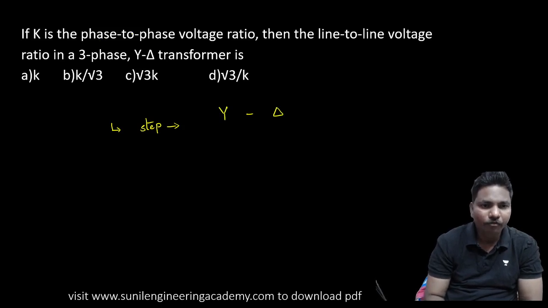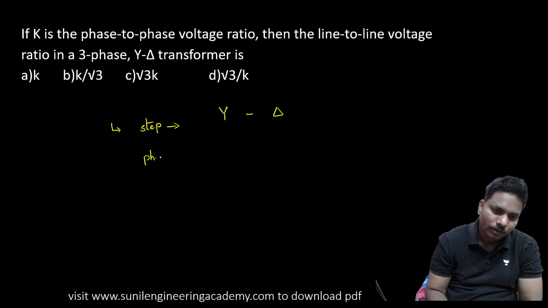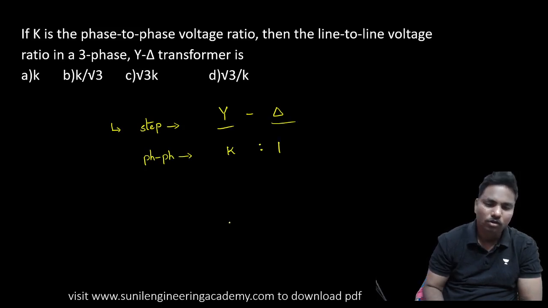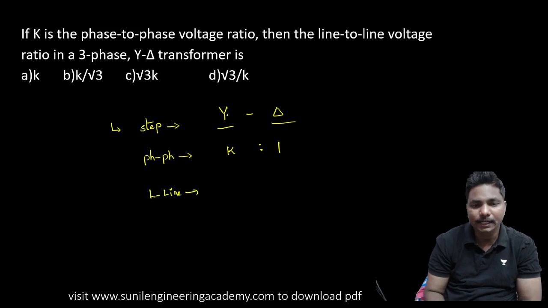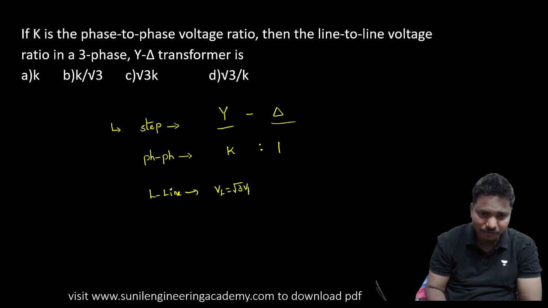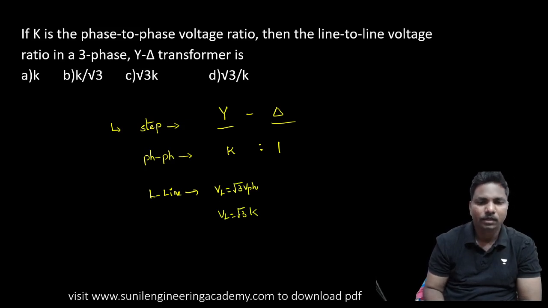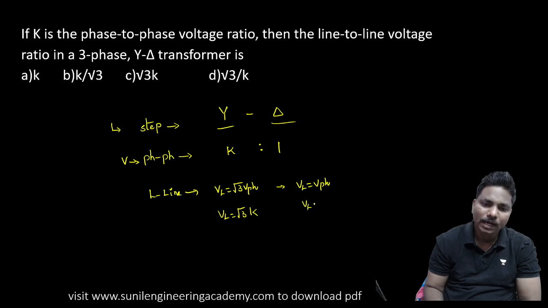Then phase to phase voltage ratio. The phase to phase voltage ratio they have given is K, which means K is to 1. They are asking for line to line. In case of star connection, line value is equal to root 3 into phase value. So VL is equal to root 3 into K. In delta connection, line value is equal to phase value only. So the line value is 1.